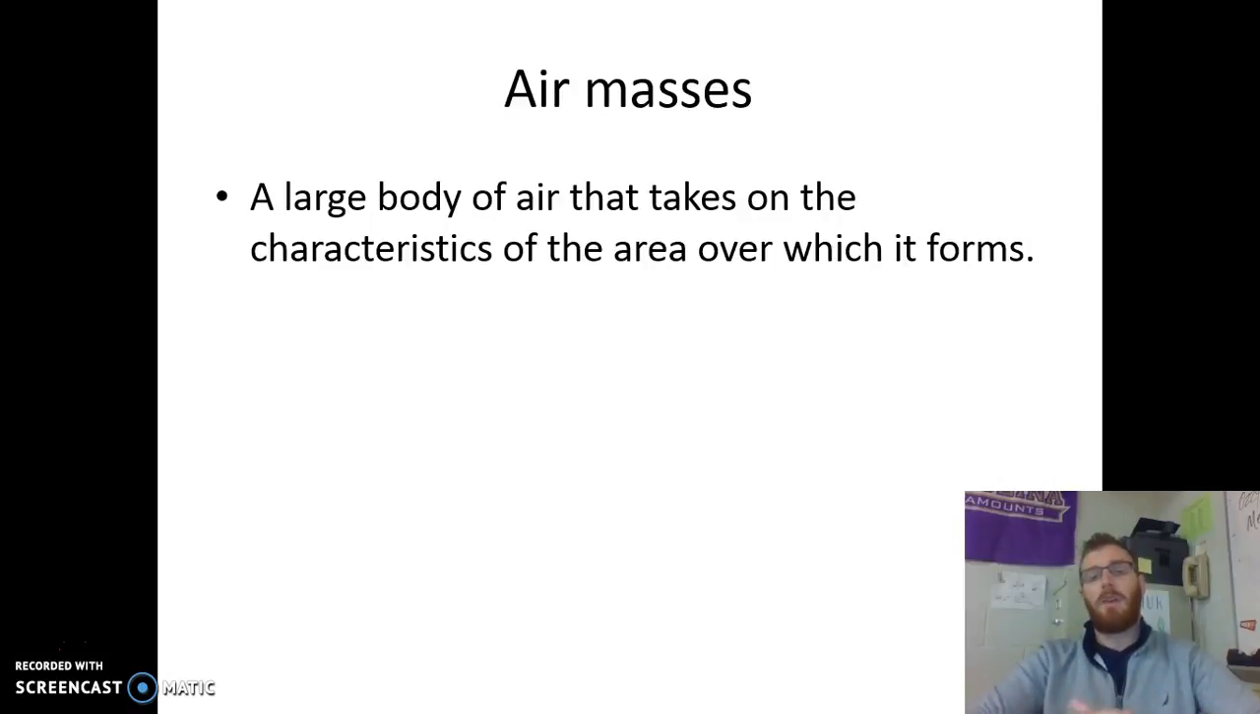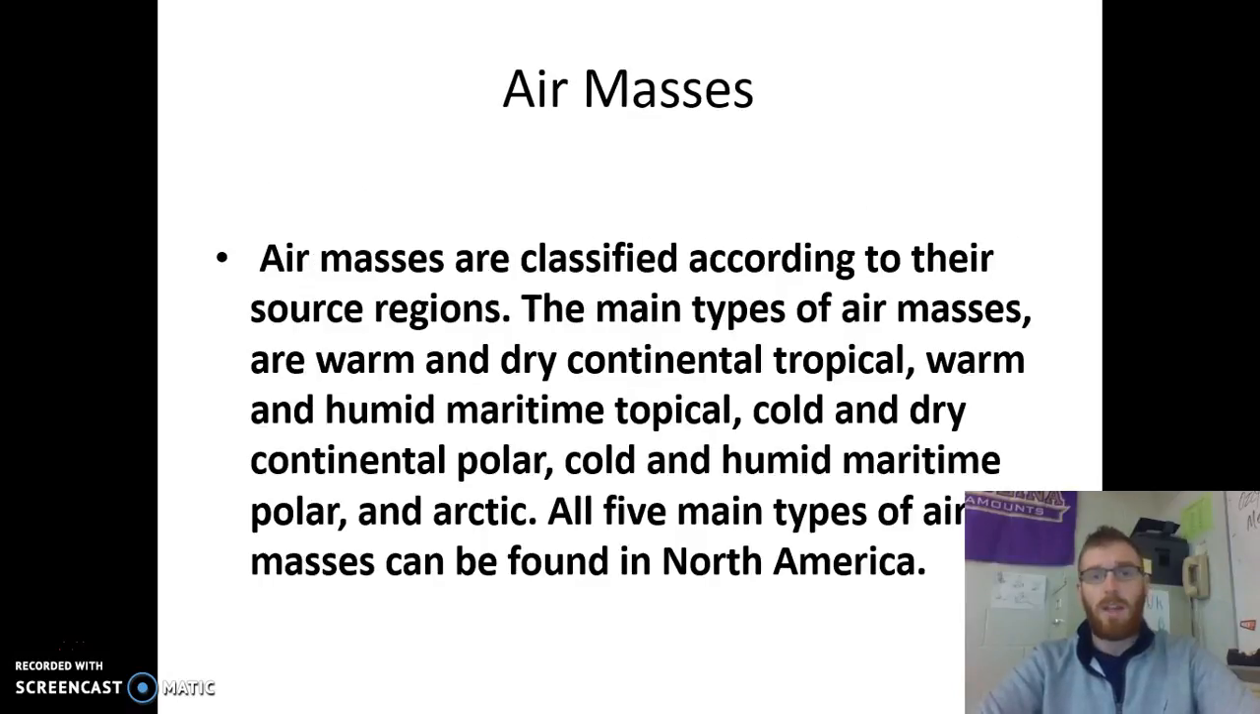Now, the second biggest theme of this unit is air masses. Okay, and an air mass is a large body of air that takes on the characteristics of the area over which it forms. Okay, and air masses are classified according to their source regions, just like wind patterns. Okay, there are 5 major types of air masses, and I don't need you to memorize these. Just know what the words mean, and it'll explain where it comes from.